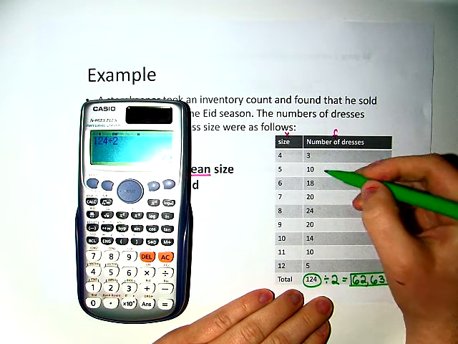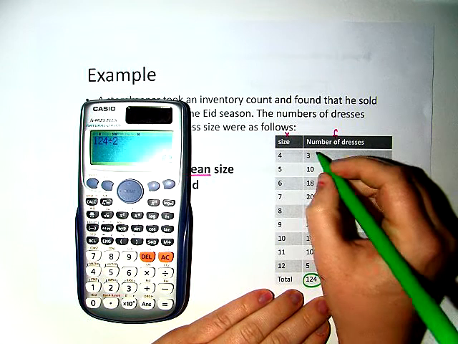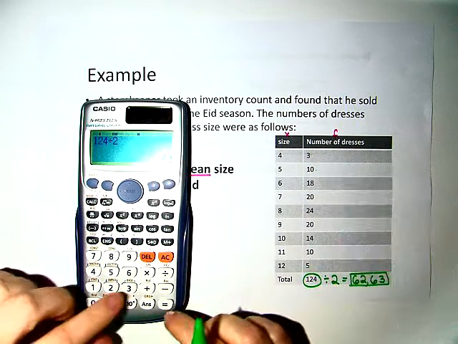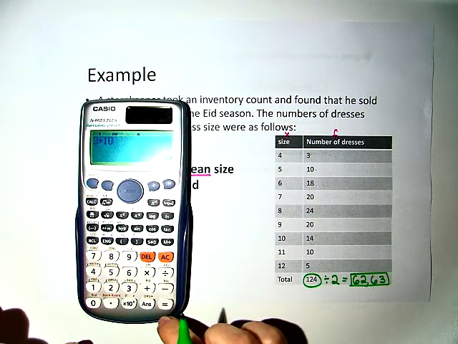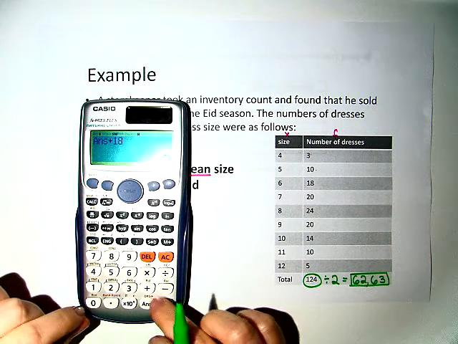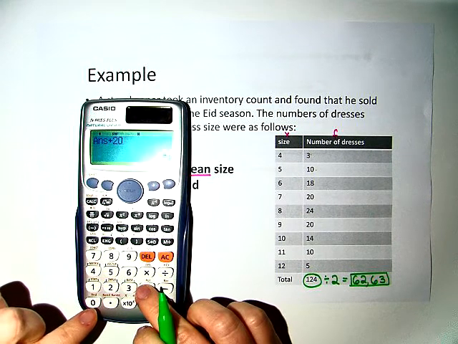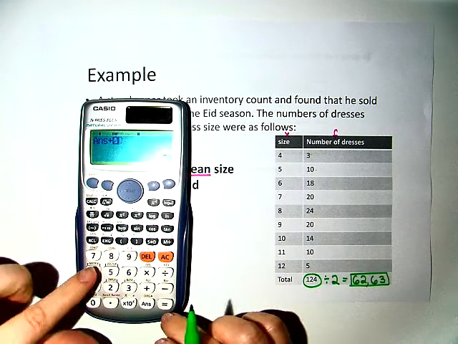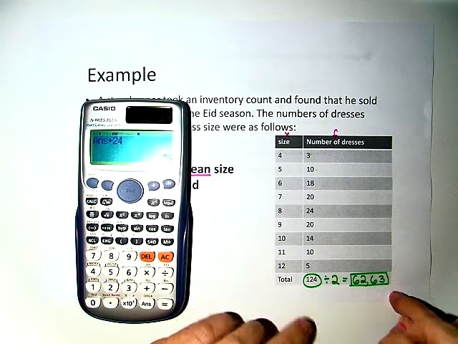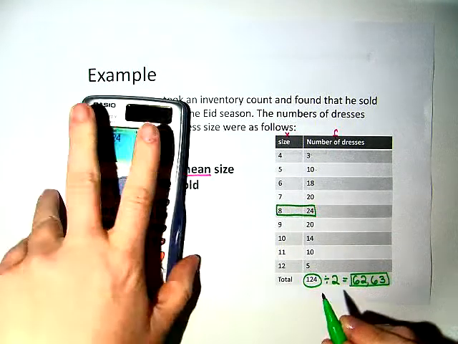Okay, but how can we figure out the 62nd and 63rd number? By adding it up. So 3 and 10. 3 plus 10, 13 is not what I'm looking for. 31 is not what I'm looking for. Plus 20, 51 is not what I'm looking for, but it's getting closer. And now when I add 24, it goes past what I want. So size 8 will be where the median is located.